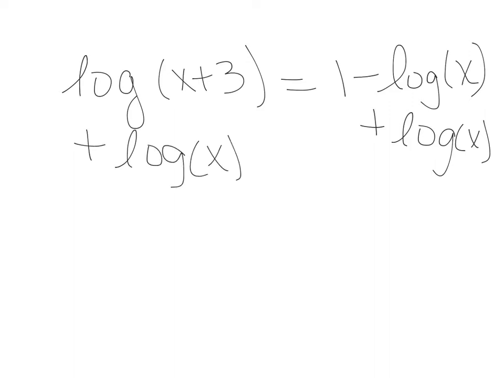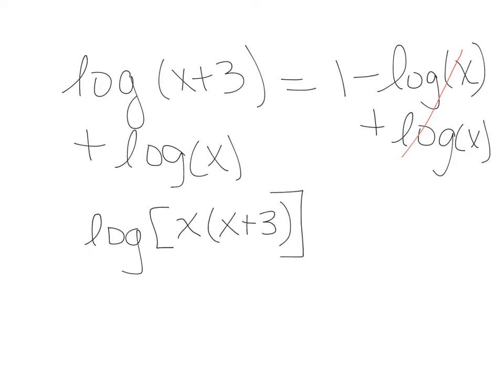Okay. Now, by the laws of logarithms, well, before we get to that, this cancels out there. By the laws of logarithms, when we have two logs that are being added, what does that work out to be? Well, that works out to be a product of the insides of the logs. So it looks something like this: log of x times x plus 3, and then we can say equals 1.